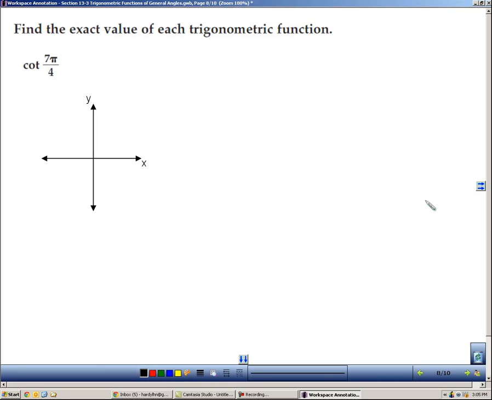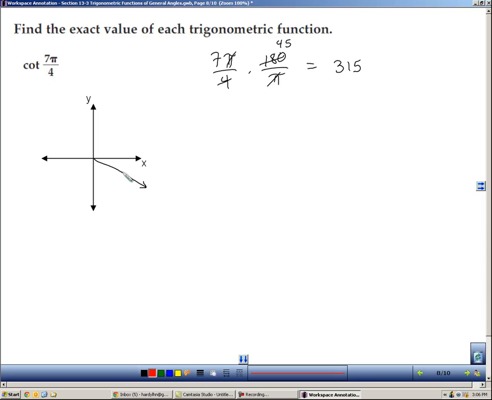Here's another example. We have to find the exact trigonometric function, but this time it's in radians. I'm going to take those radians and convert it to degrees by doing 180 over pi. So 4 goes into 180 45 times, and the pi's will cancel. So this is really a 315 degree angle, which brings us around to about here.